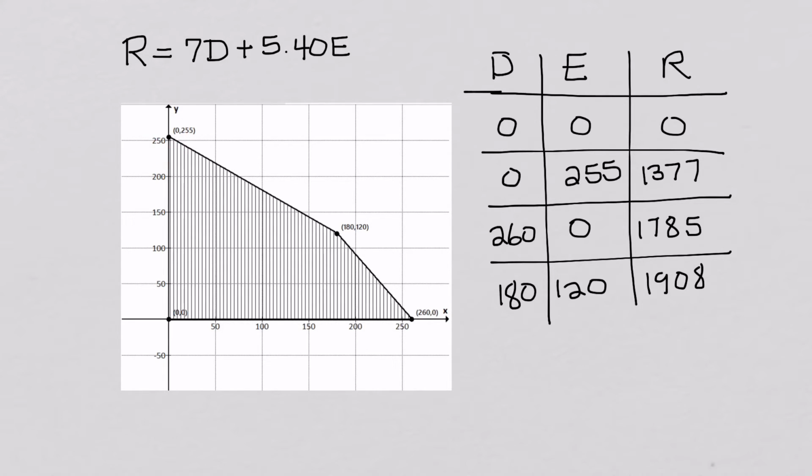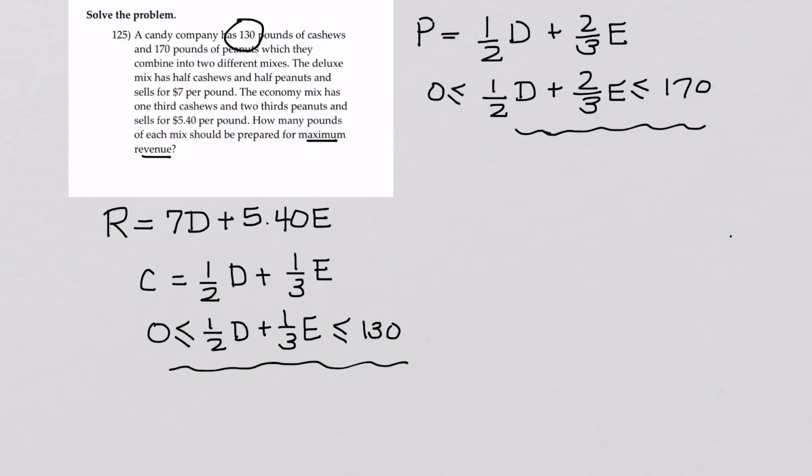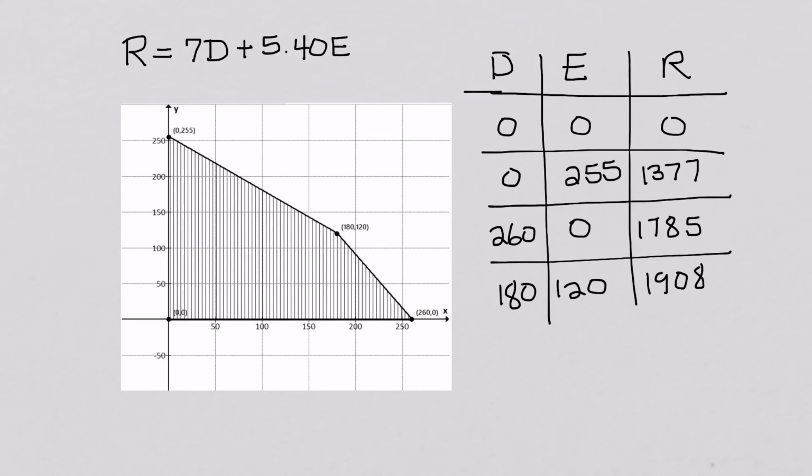Now here our y value, or what was it in the problem? The deluxe mix? No. What was it? Oh, y is the economy mix. Okay. So that would be the economy mix. So that's 255 pounds of economy and 0 deluxe mix, so 255 times the 5.40 gives us $1,377.